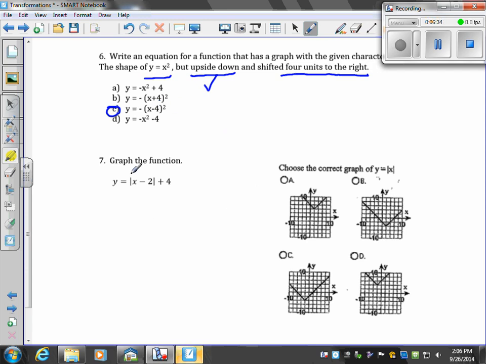This is our parent graph of an absolute value function, but this means it is shifted to the right 2 units, and this means up 4 units. So we're looking for the absolute value, which is like a V, shifted to the right 2 and up 4. To the right 2, up 4 units, because remember it's scaled by 2, so this one as well is also A.